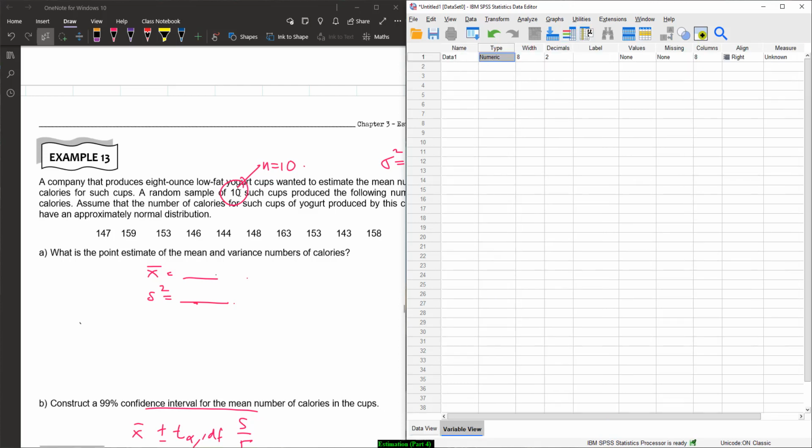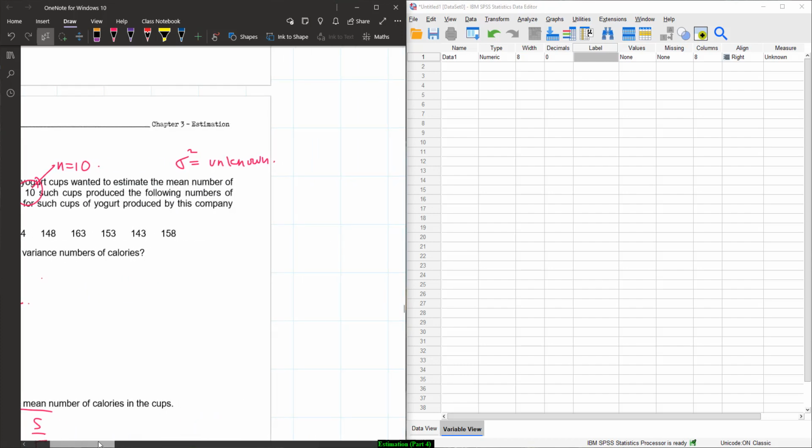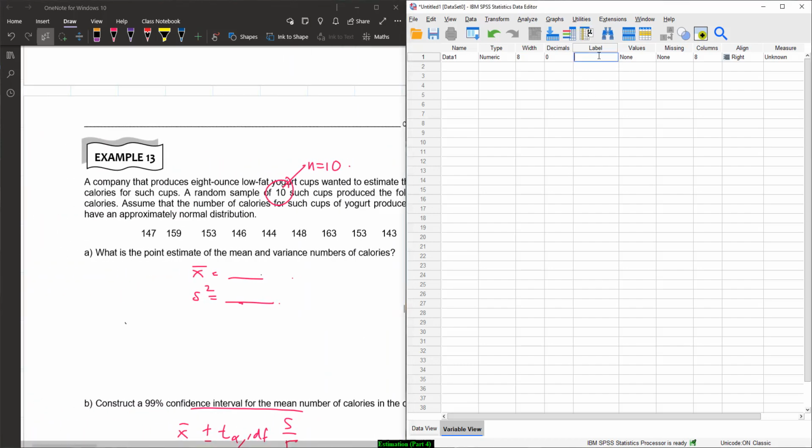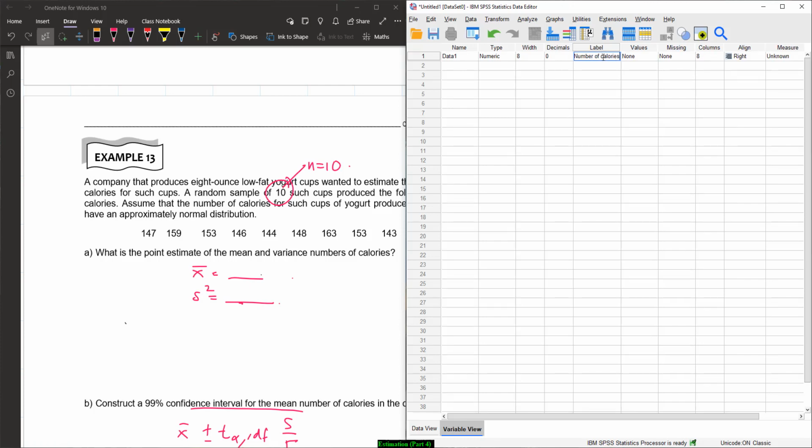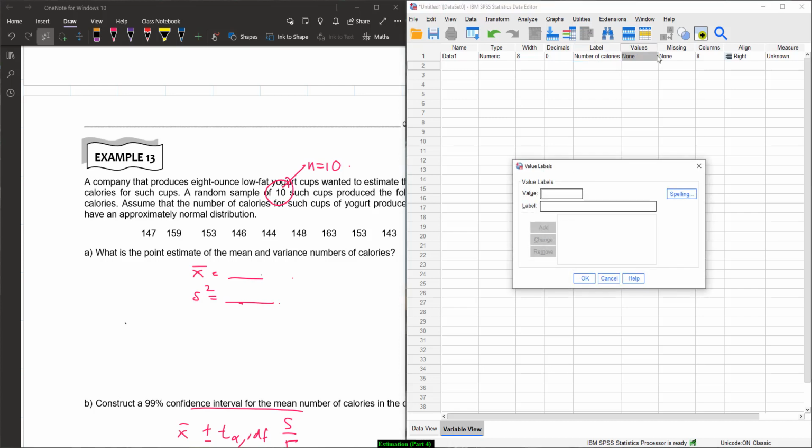Decimal point. If you look at this data, there is no decimal point, so that's why we need to put 0 decimal point. So label this data would represent apa ni? Represent mean number of calories lah. So you just type lah number of calories. So the missing value. If you have missing value, you need to define the missing value lah.